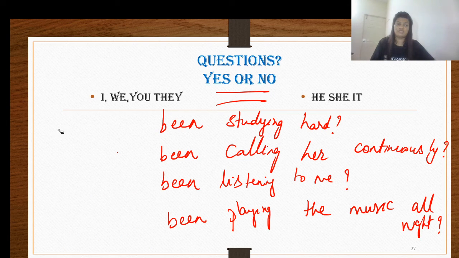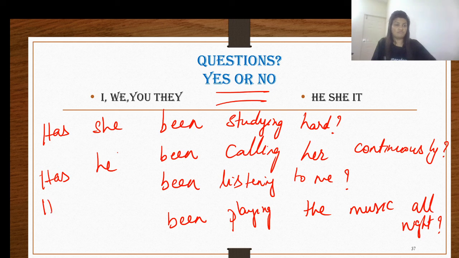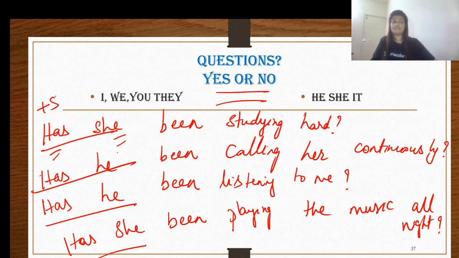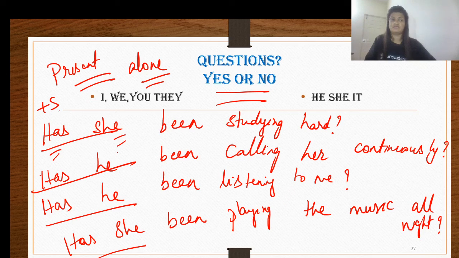What about the subjects he, she, and they? Well, the be verb is has. So you will say, has she been? Or has he been? Or let us say, has he and has she. So that's how you frame with he and she. The moment you get the singular subjects, you change it into plus s in present tense. Remember, in present tense alone, it is not applicable. This rule of plus s verb is not applicable in other tenses. It only is applicable for present tense alone.